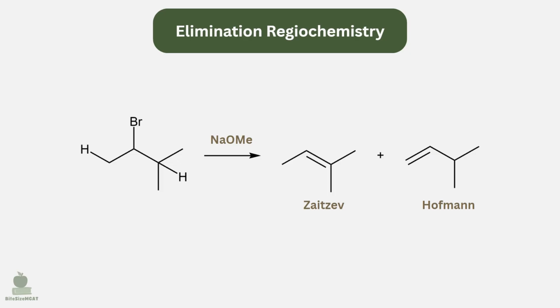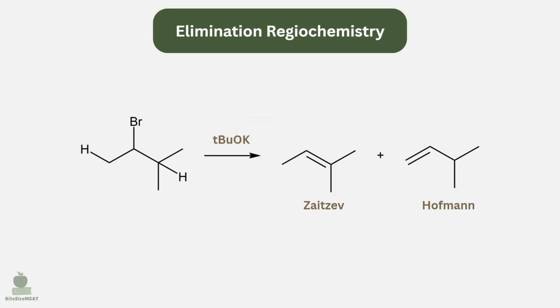This first example is using a small base. Small bases like sodium methoxide, sodium hydroxide, sodium ethoxide favor the more substituted Zaitsev product. So this is a small base and favors Zaitsev. So in the real world, you would get a mixture of both of these, but generally your professors will ask you for the major product or have you specify which product is in greater quantity. So the Zaitsev is going to be the majority of our product, while the Hofmann is going to be the minority of the product.